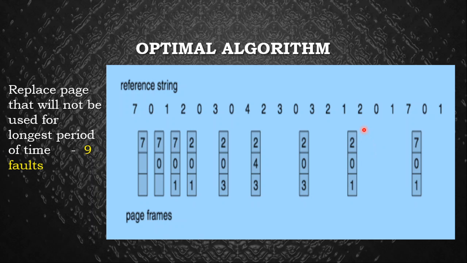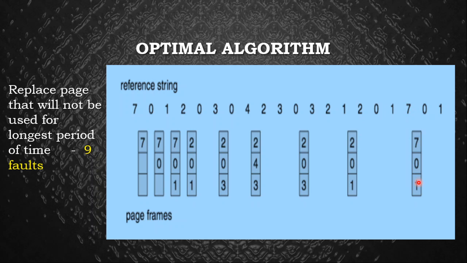Then again 2, there is no page fault, already there in the frame. 0, no page fault, already there in the frame. 1, there is no page fault in the frame. Now coming to the string 7, you can check whether I can remove this 2, 0 or 1. Checking this 3, I can find out that 0 and 1 are close by, which will be immediately needed, but there is no 2 over here. So I can remove this 2 and put this 7.